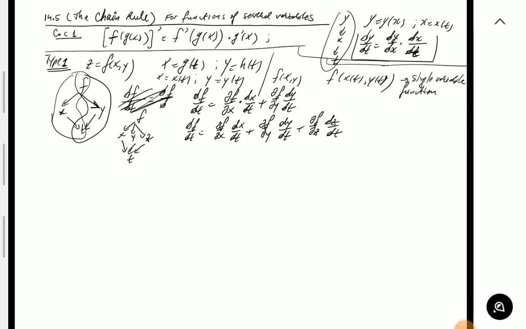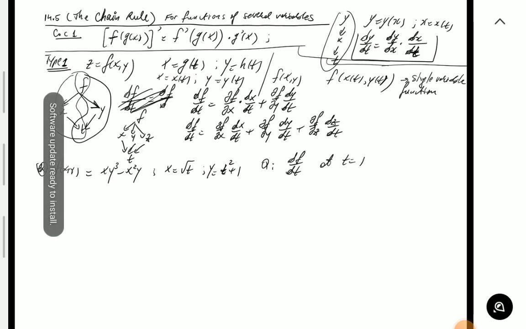So we should actually go over an example right away just to see how this works. Suppose f of x, y is equal to the function x y cubed minus x squared y. And then in turn, x depends on t by x equals square root of t, y equals t squared plus 1. So for example, this could be a motion in space. Let's say you have a motion described by this curve on the surface given by f of x, y. And let's say the question is to find the dependence of f with respect to t at the point t equals 1.